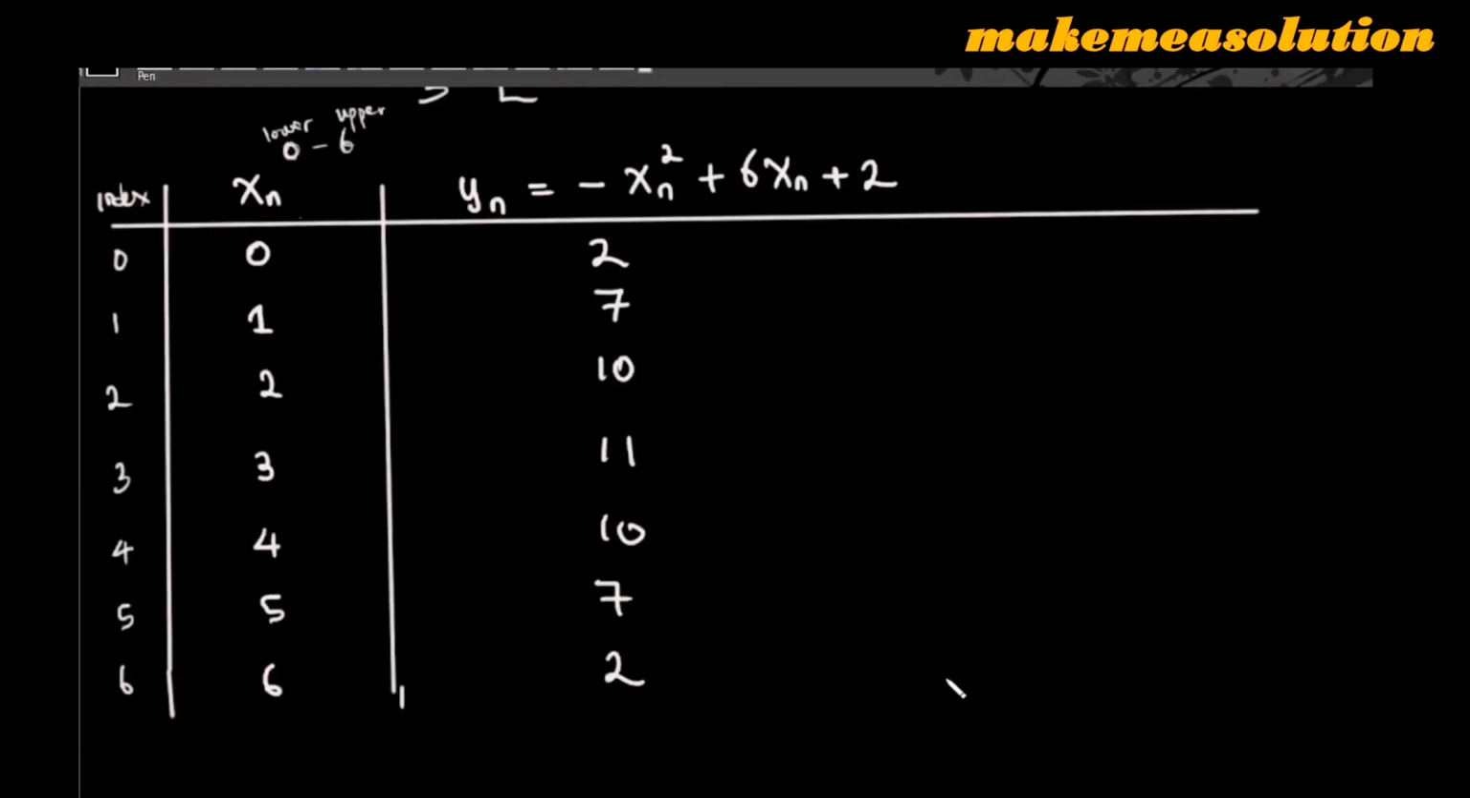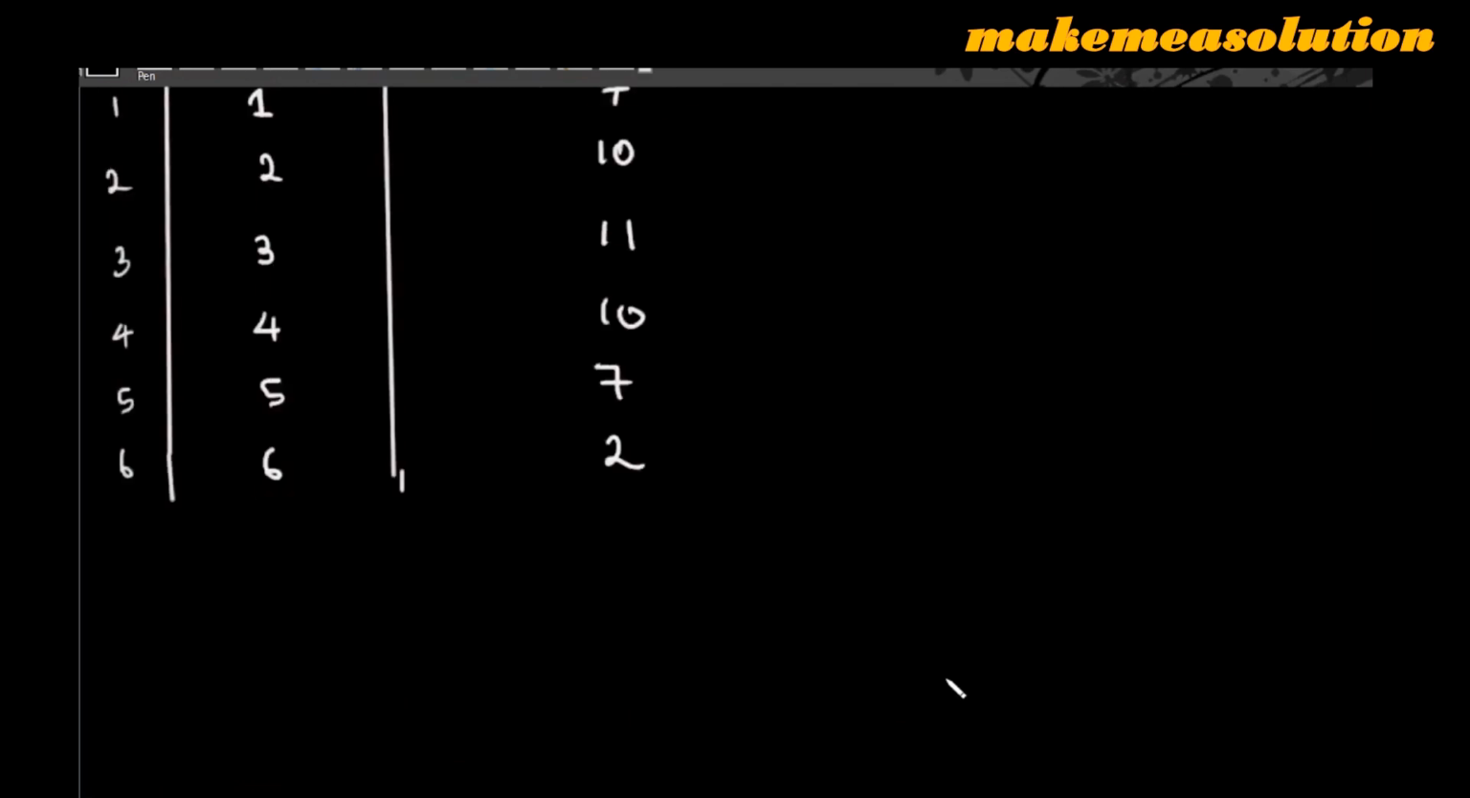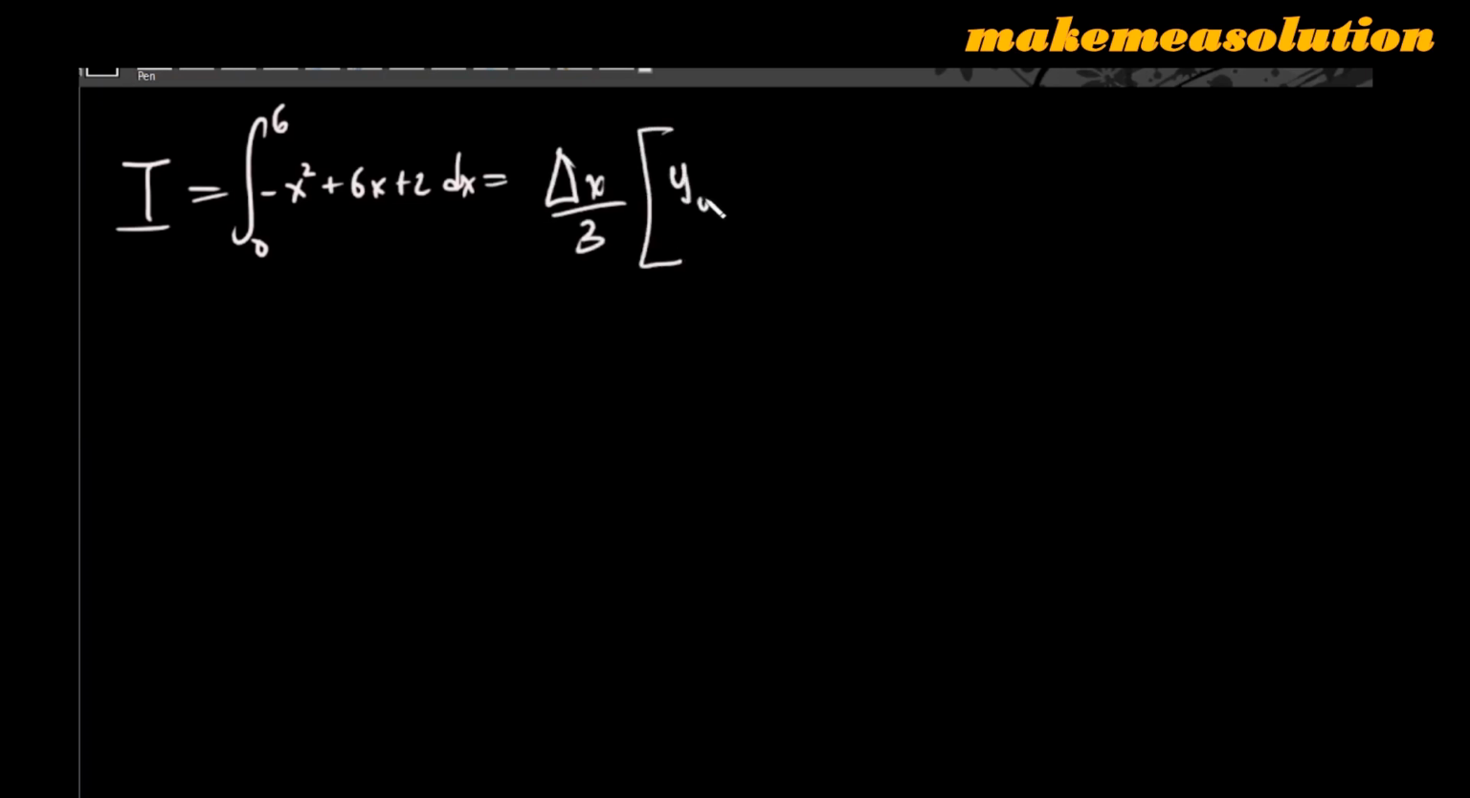So the next thing that you're going to do is to just use these values in Simpson's formula. So our I, which is the integral from 0 to 6 of minus x squared plus 6x plus 2 dx, is going to be delta x over 3 brackets your y0 plus your last value, which is y6, then plus 4 times y1 plus y3 plus y5. That's all the odd values, and plus 2 times all the in-between even values, which is y2 and y4.